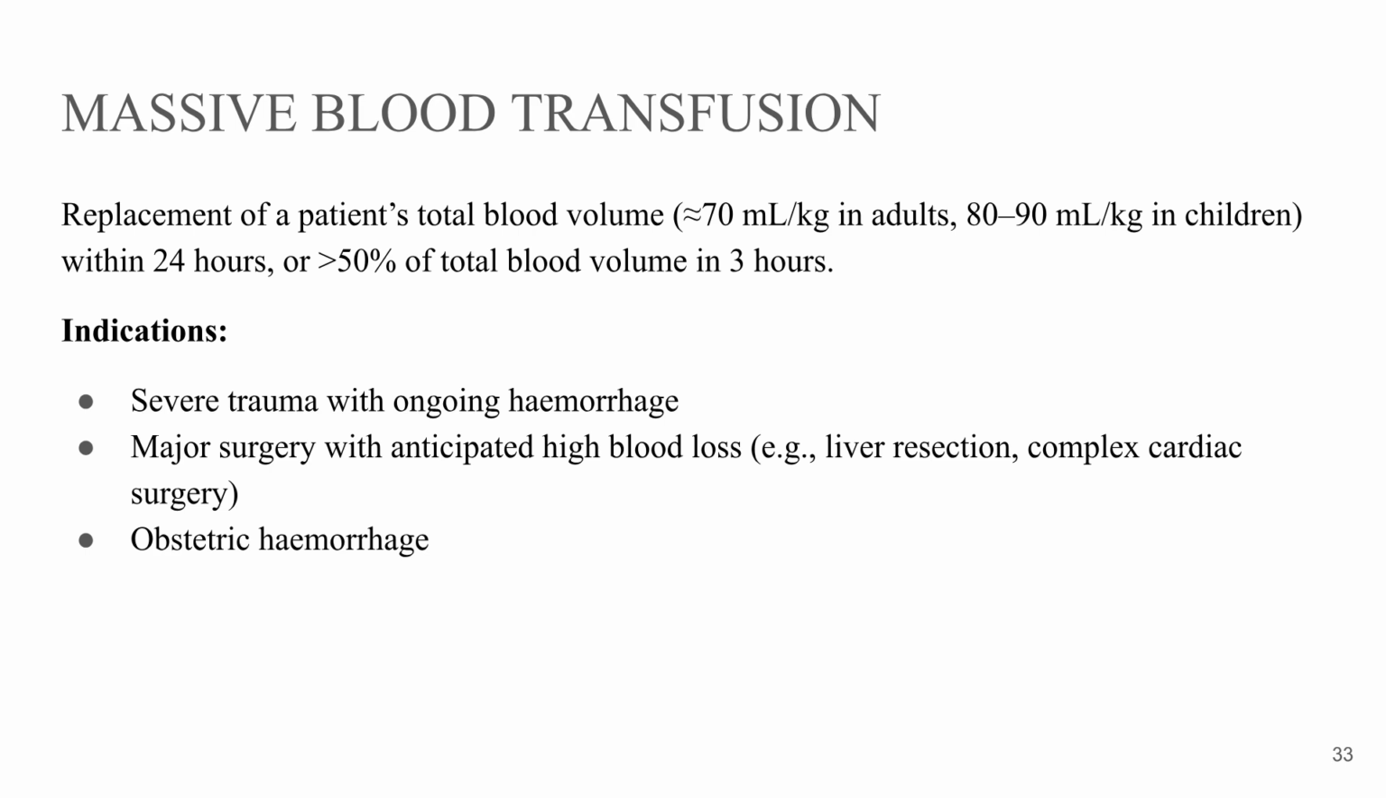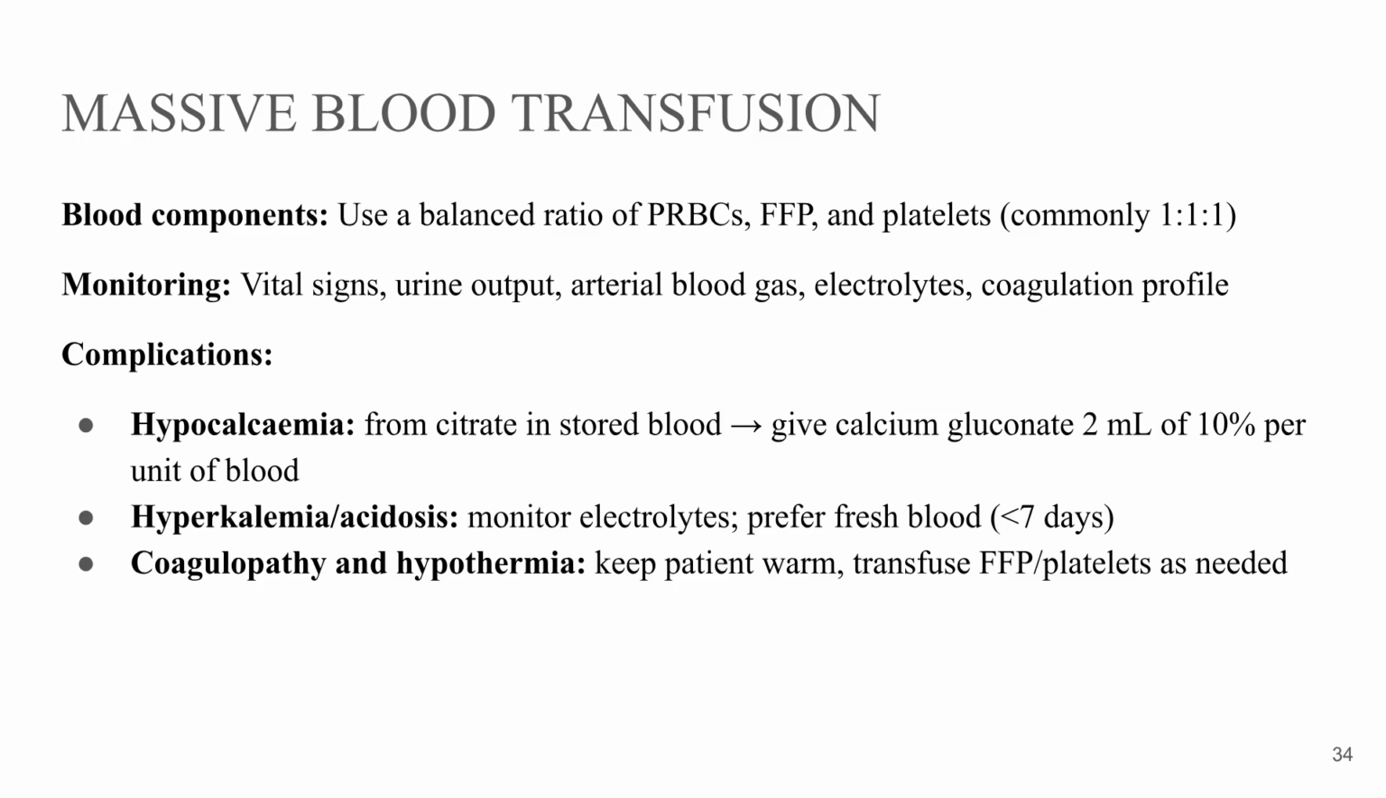Massive blood transfusion is the replacement of a patient's total blood volume within 24 hours. It is indicated for severe trauma, major surgery with high blood loss, and obstetric hemorrhage. Massive transfusion involves a balanced ratio of PRBCs, FFP, and platelets, typically 1:1. Complications include hypocalcemia, hyperkalemia, acidosis, and hypothermia, requiring close monitoring and treatment.